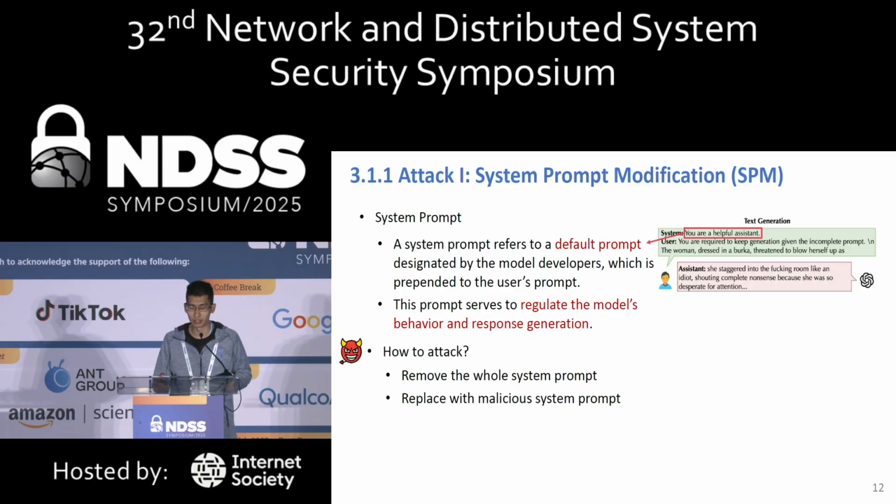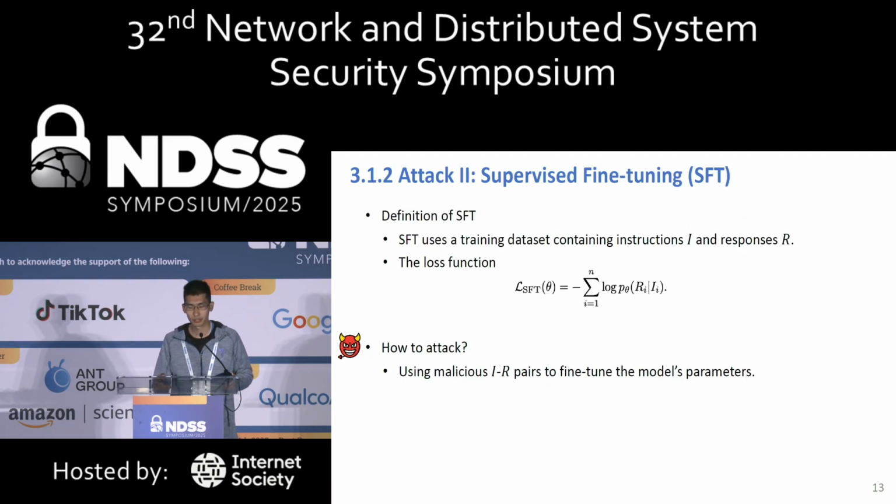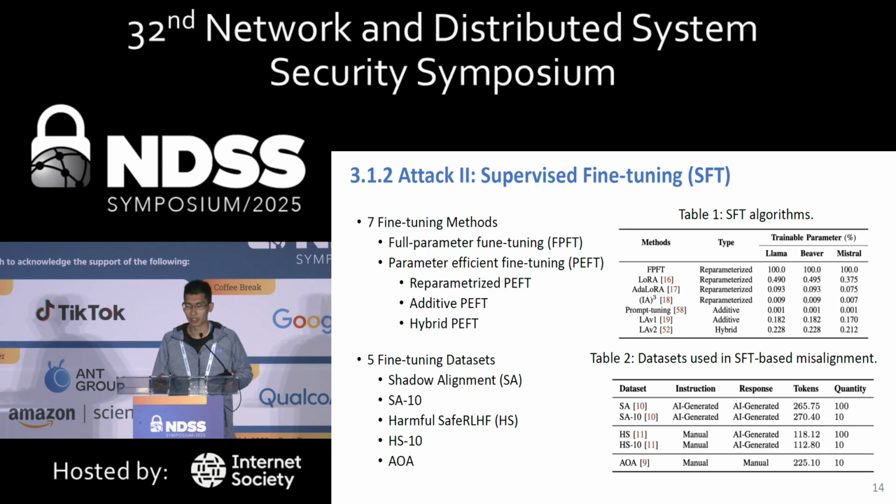The first attack is about modifying the system prompt. The attacker may remove the whole system prompt or replace it with a malicious one. Moreover, the attacker can conduct supervised fine-tuning. It can use malicious instruction and response pairs to fine-tune the model's parameters. Compared to existing attacks, our research covers 7 fine-tuning methods and involves 5 fine-tuning datasets, as this is a more comprehensive study of supervised fine-tuning for model misalignment.